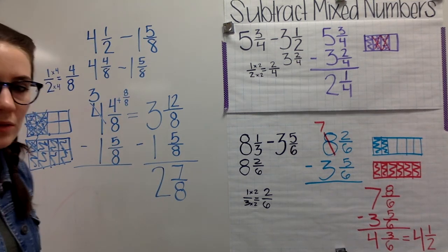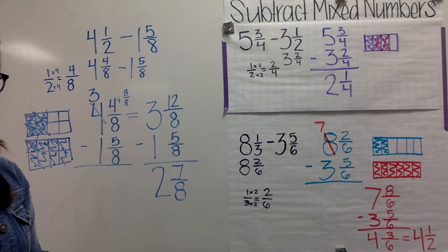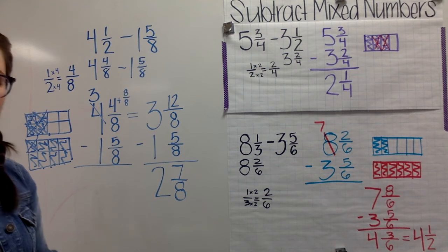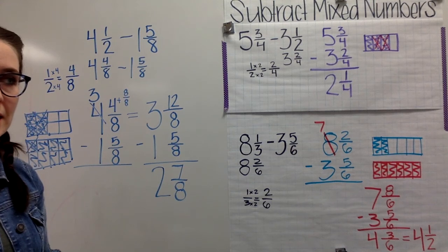So that is how you can subtract mixed numbers with unlike denominators.